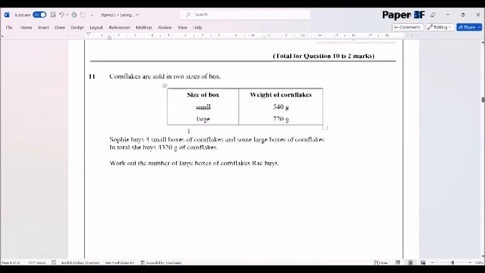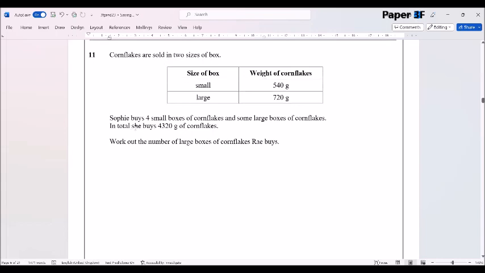Number 11, cornflakes are sold in 2 sizes of box. Small box is 540 grams and a large box is 720 grams. Sophie buys 4 small boxes of cornflakes and some large boxes of cornflakes. So let's multiply that by 4. 4 times 540 is 2,160 grams. And in total, she buys that much of cornflakes.